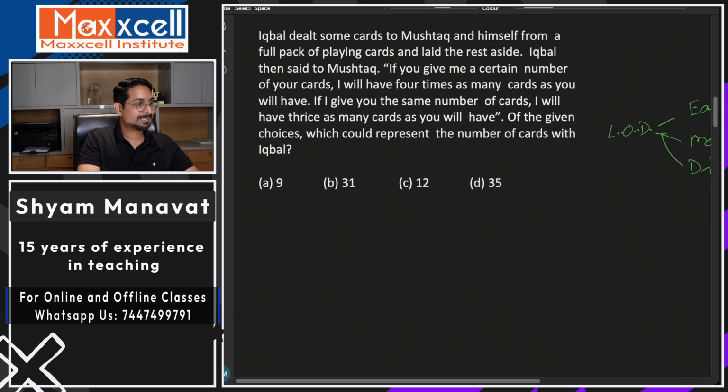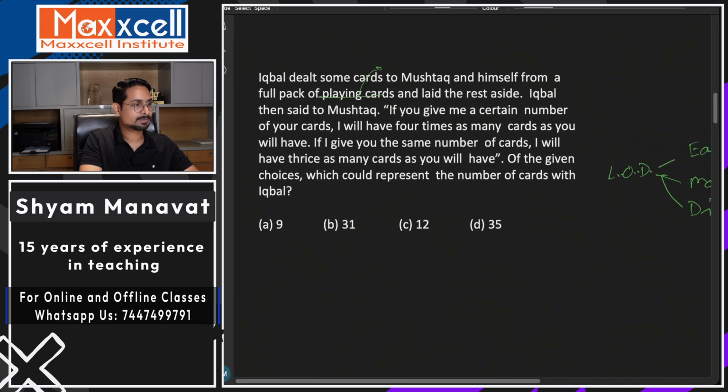Let's solve this. The question says Iqbal dealt some cards to Mustaq and himself from a pack of playing cards. How many cards do you have in the set of playing cards? Yes, total you have 52. So total there are 52 cards in a pack of playing cards, right? Keep this in mind. This will be helpful to us.